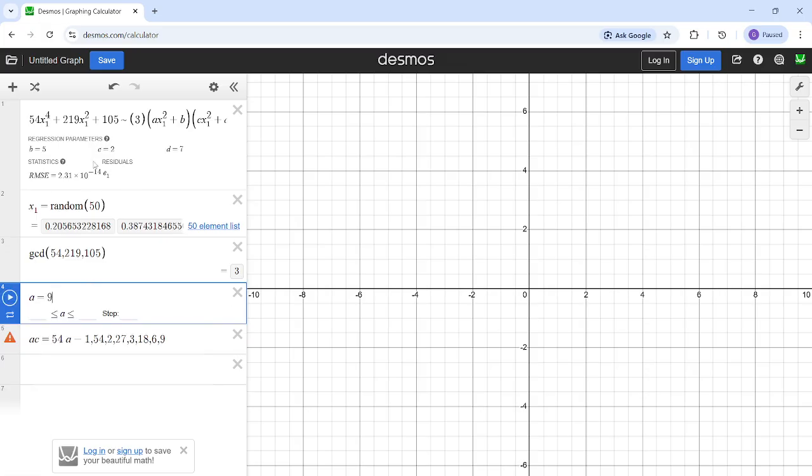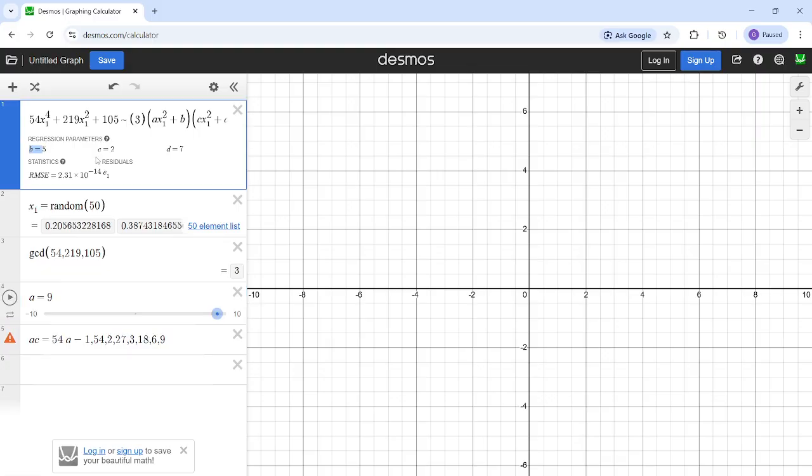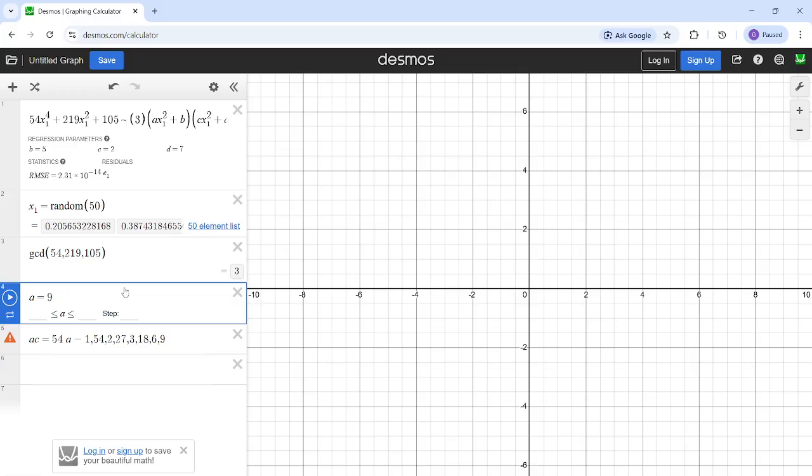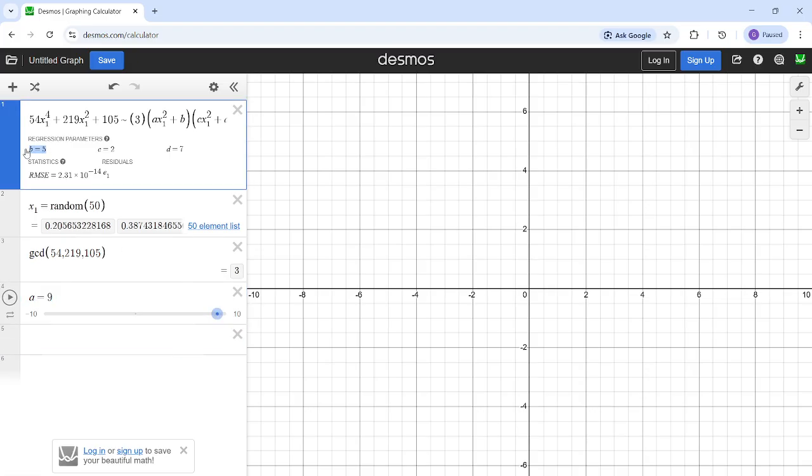And 9 finally. Yeah, when we put 9, B is 5, which is an integer, C is 2, which is an integer, and D is also an integer. So the number we are looking for is 9. So A equals 9. Now B is 5.